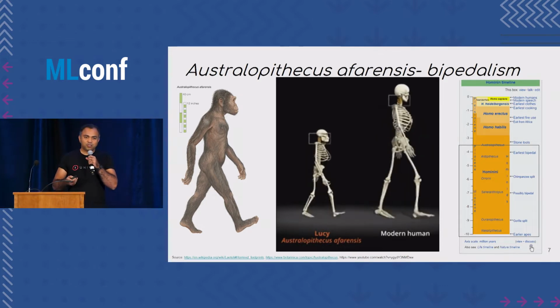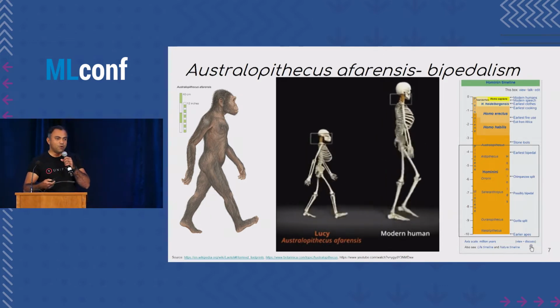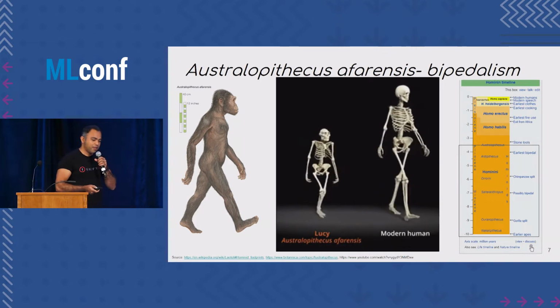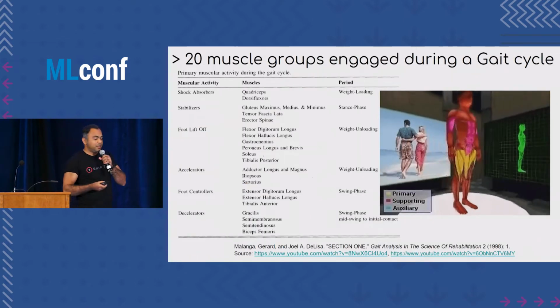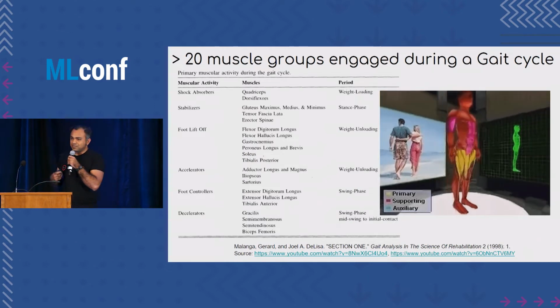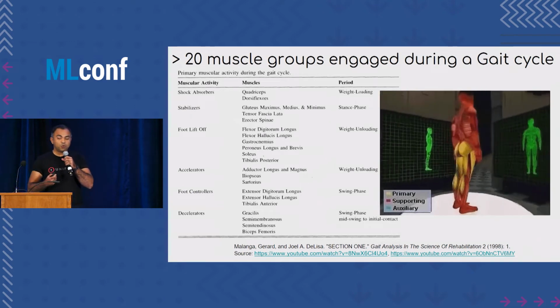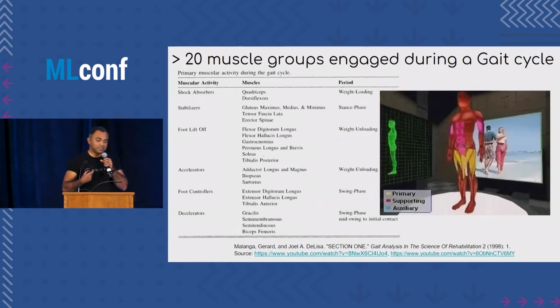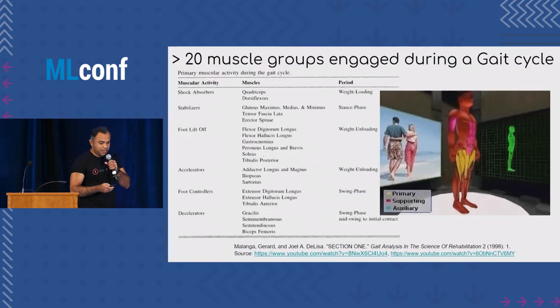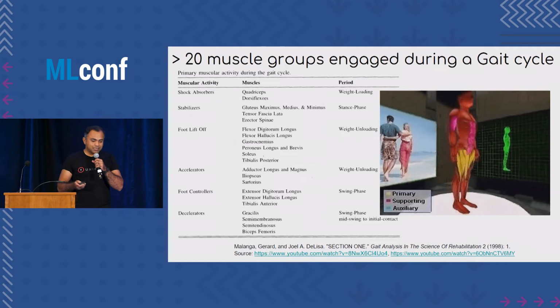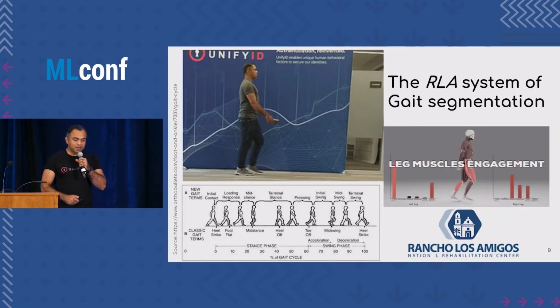And this talk is going to be about analyzing how we walk and whether we can build an ImageNet for the walking activity. So in this visualization, the first time I saw this was kind of startling to me in the sense that more than 20 muscle groups are involved every time you take a single step, including shock absorber muscles, foot lift-offs, accelerators, and so on and so forth.